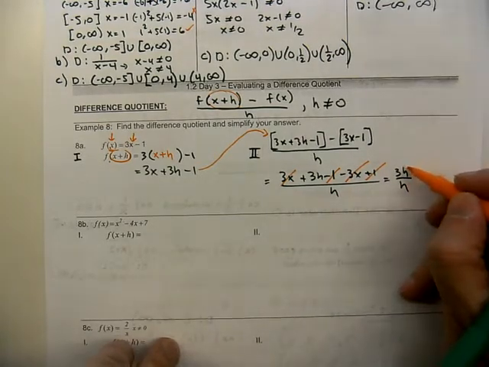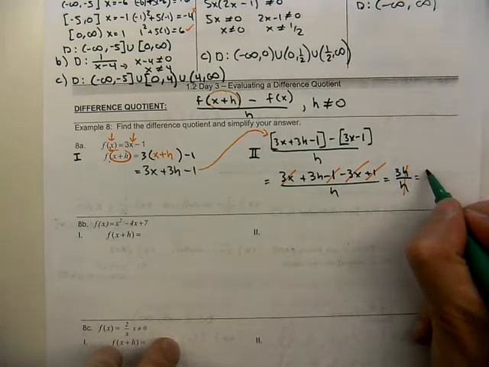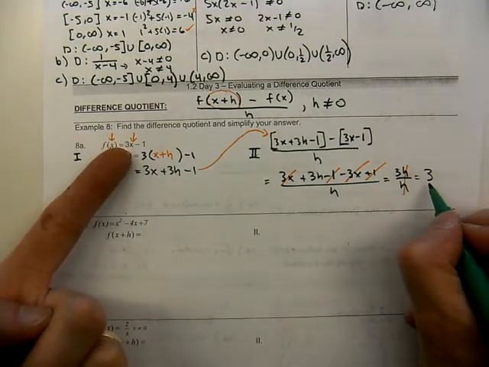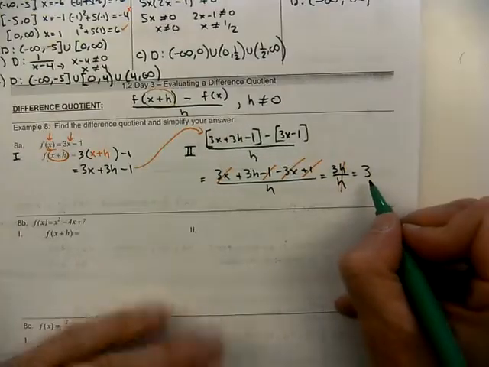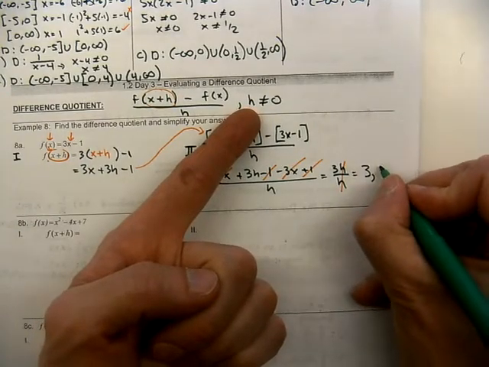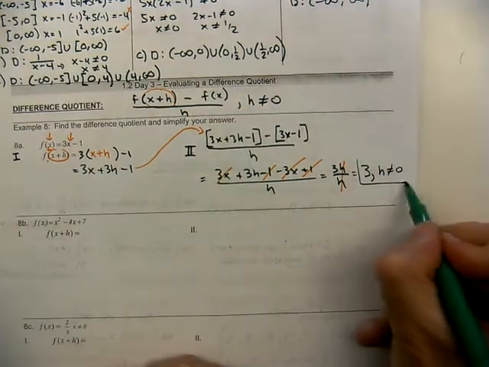We can cancel the h's out. H divided by h is 1, so 3 times 1 is just 3. That's our answer, which is coincidentally the slope of 3. However, we always have to put this tagline on here. This answer is only valid as long as h does not equal 0. So there's our final result.